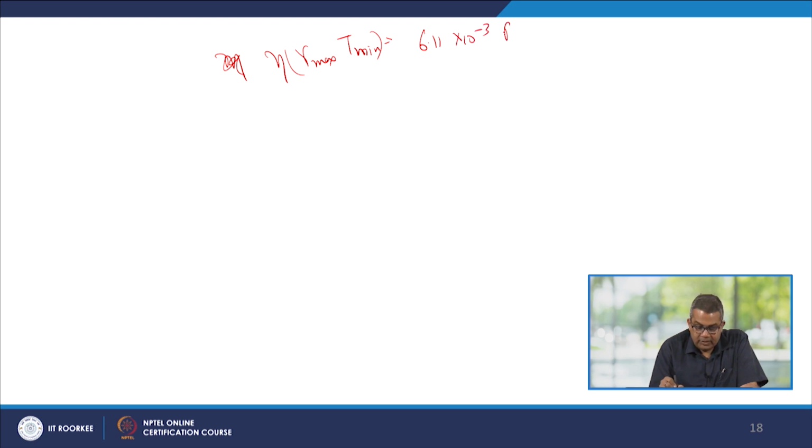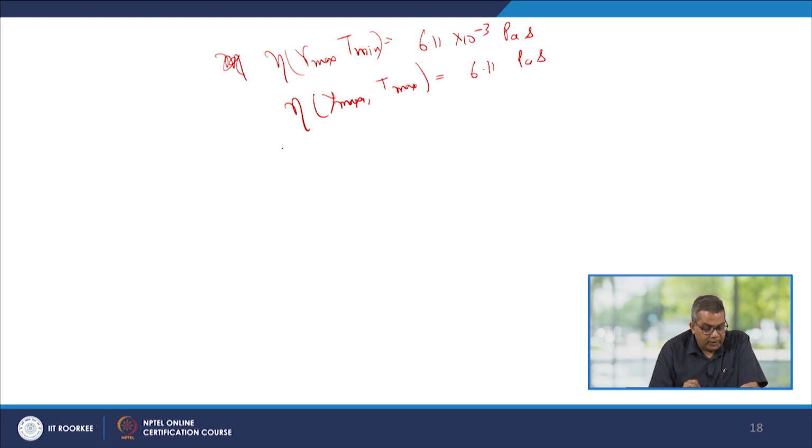Now, eta at gamma dot maximum, T minimum is equal to 6.11 into 10 to the power minus 3 Pascal second, and eta at gamma dot maximum, T maximum is equal to 6.11 Pascal second.